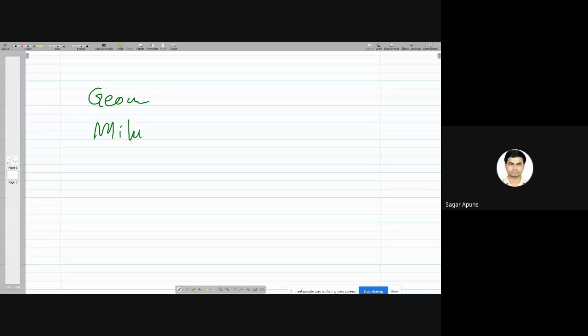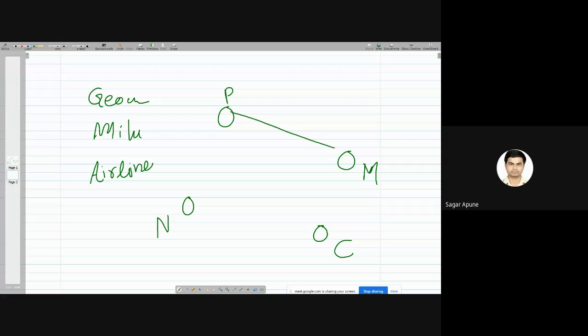Now what is the use of graph here? Suppose an airline system wants to join some different cities, suppose Pune, Mumbai, Chennai, and then Nagpur. Okay, Pune to Mumbai, then Mumbai to Nagpur, then again Nagpur to Chennai, Chennai to Pune.